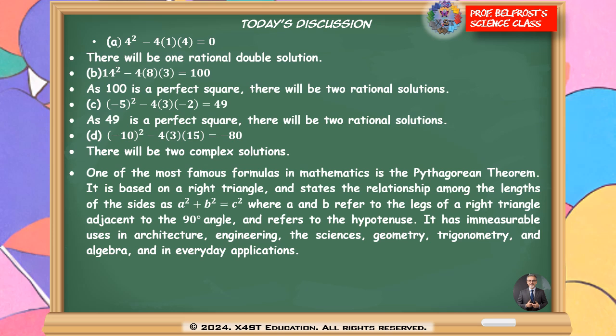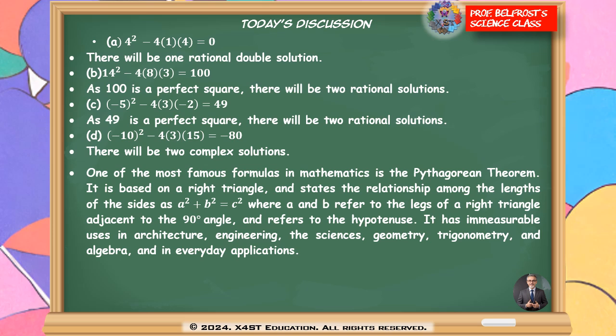For B, the discriminant is 100 and 100 is a perfect square, so there will be two rational solutions. For C, the discriminant is 49 and it's again a perfect square. There will also be two rational solutions. But for D, the discriminant result is minus 80, it's a negative number, so there will be two complex solutions. Okay, how about if the discriminant is, for example, 47? Can you guess it? Yeah, it means that there will be two irrational solutions.